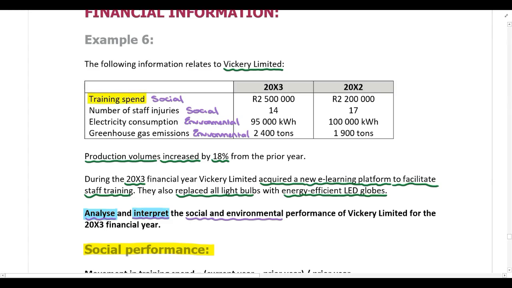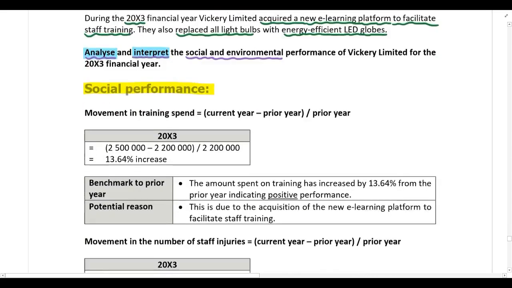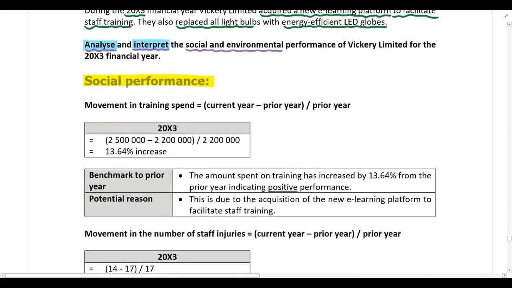Based on the framework that I provided you with, you are going to calculate a movement from the prior year to the current year. So calculate the movement. The amount spent on training increased by 13.64% from the prior year. So this is obviously positive because the company is spending more money training their employees. So the amount spent on training has increased by 13.64% from the prior year, indicating positive performance.